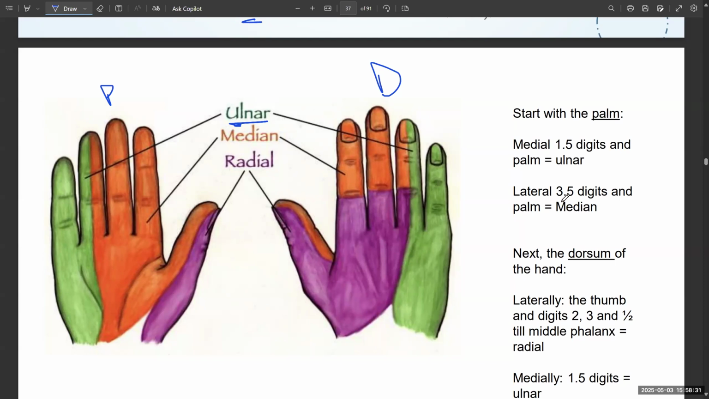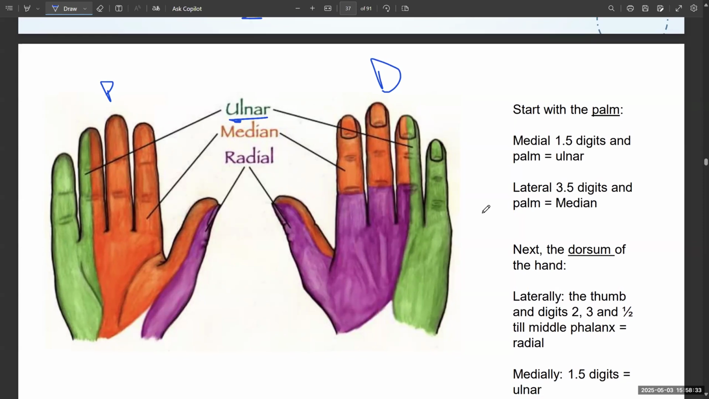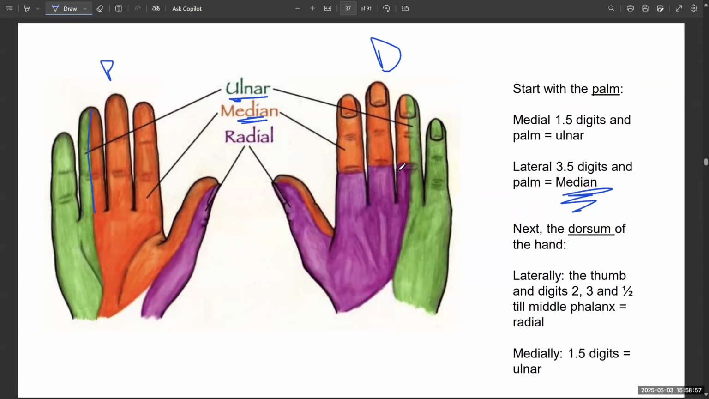Okay. Then you have the median nerve. Over here, you can see that it supplies this half of the ring finger. Then you have the middle finger, and then the index finger, and then the thumb. So the palmar aspect of all of this, so 1, 2, 3, 3.5 digits, and the palm is by the median nerve. Okay? Now, the dorsal.